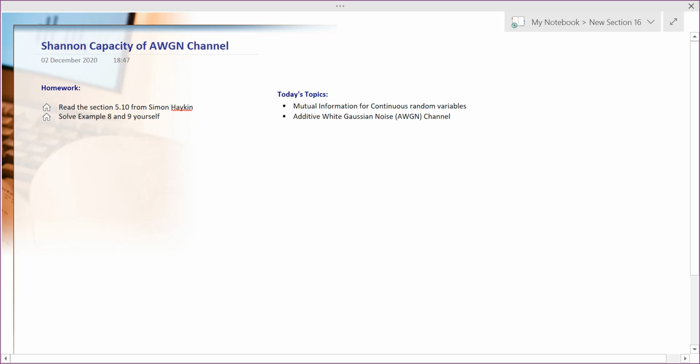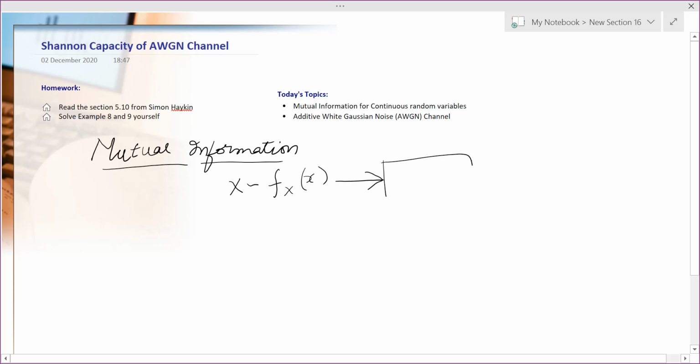Now we continue our discussion with continuous random variables, and accordingly we can define mutual information for continuous random variables. Suppose you have a sender or transmitter X which is generating some information which is continuous in nature, that is, it takes continuous values with some density function px of x. It is transmitted over some communication channel, and what you receive is y, which has density function fy of y.